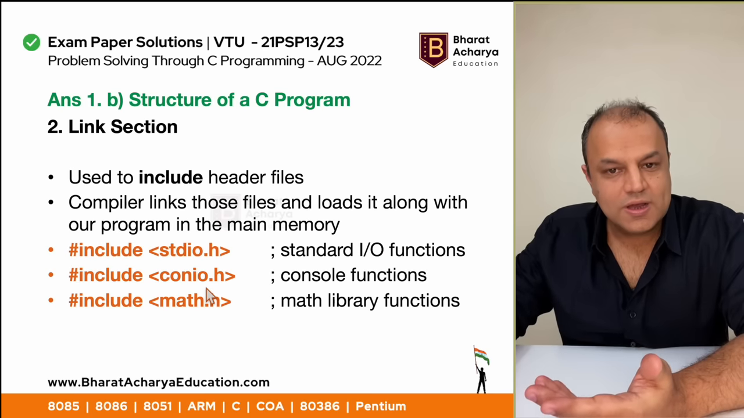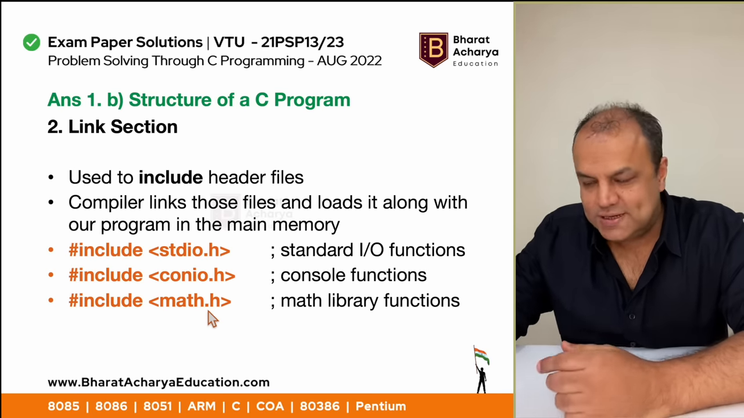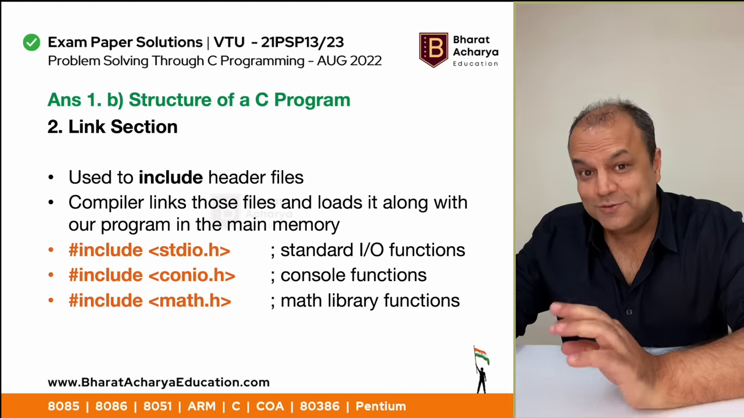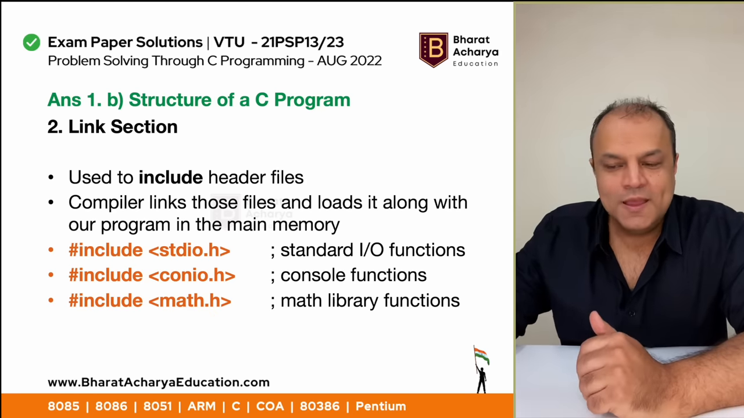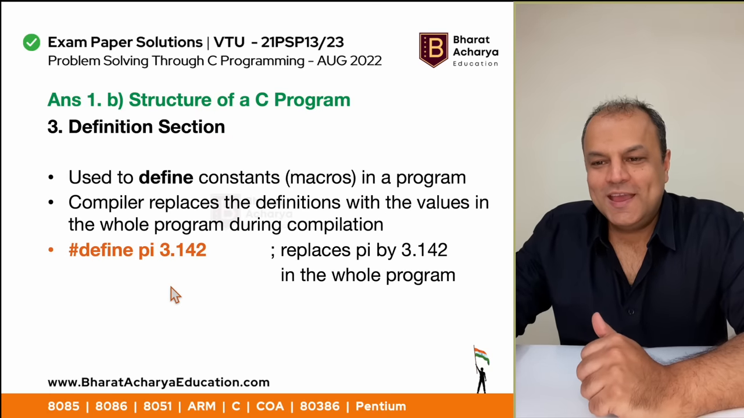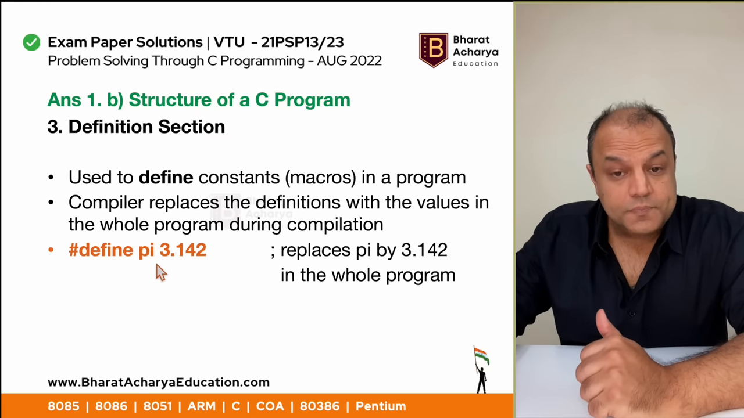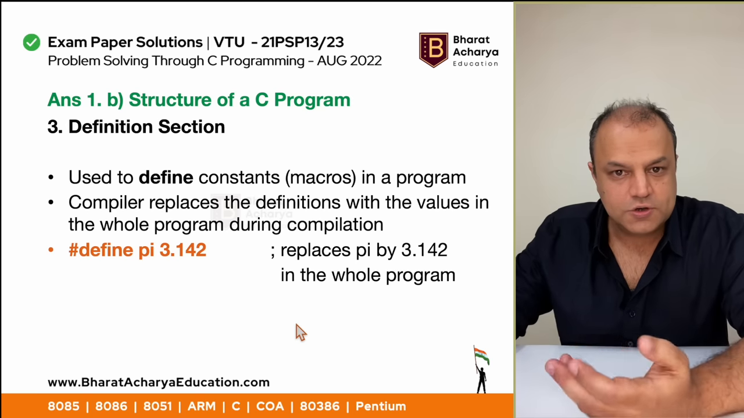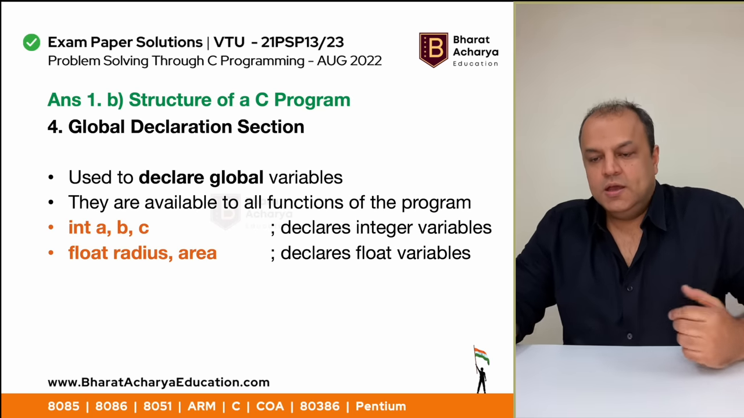Include standard I/O, console I/O, math I/O, etc. There are various others. There's dos.h, time.h. These are the ones you use, stdlib.h, and so on, string.h. This is how you define a constant. I'll show you its use. I'm just giving you these screens so that you can screenshot them, so that you have your answers ready.